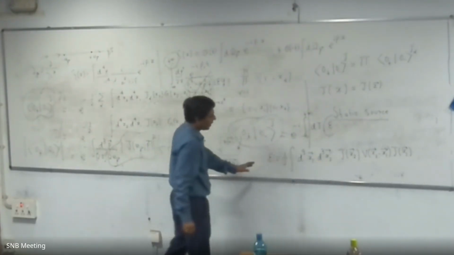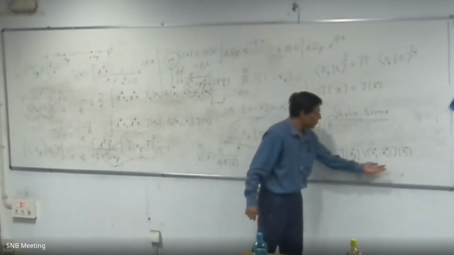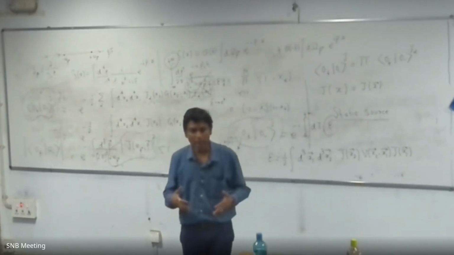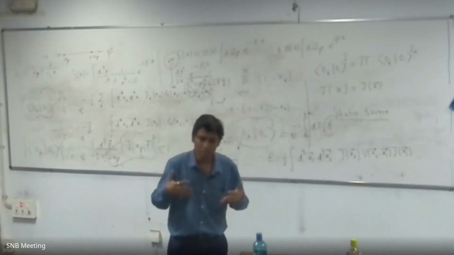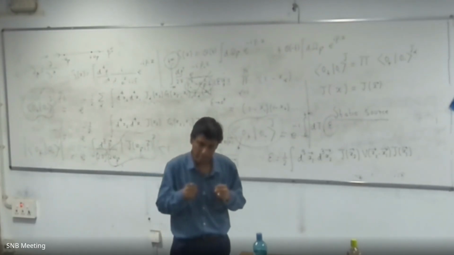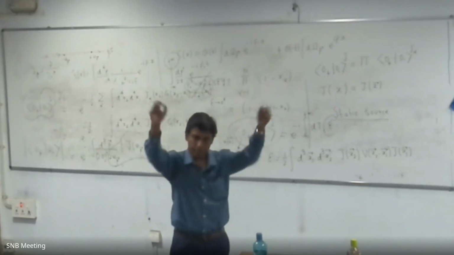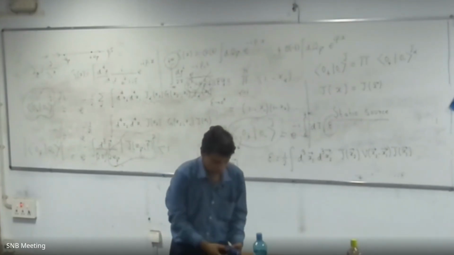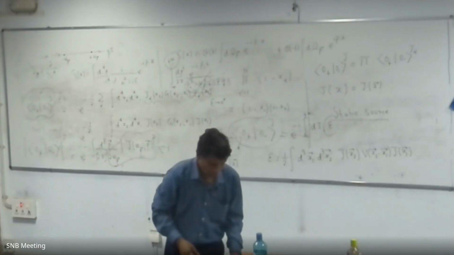So physically, you can think that this is an effective potential that is being created among these sources. And since this effective potential is being created, the sources are attracting each other. The static sources are attracting each other. So now the sources are interacting. Previously, you were taking sources as non-interacting, right?